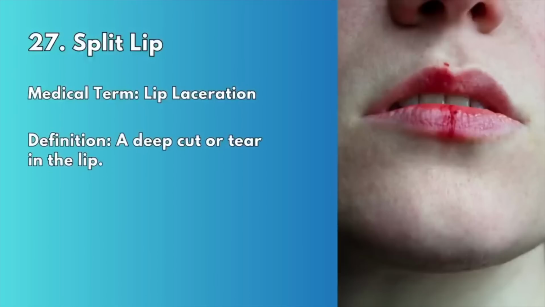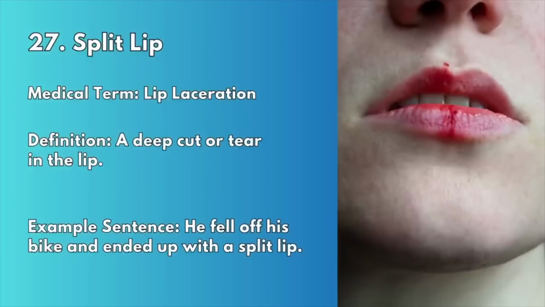Condition number 27 is a split lip. In medical terms, it's known as a lip laceration, and this describes a deep cut or tear in the lip. He fell off his bike and ended up with a split lip.